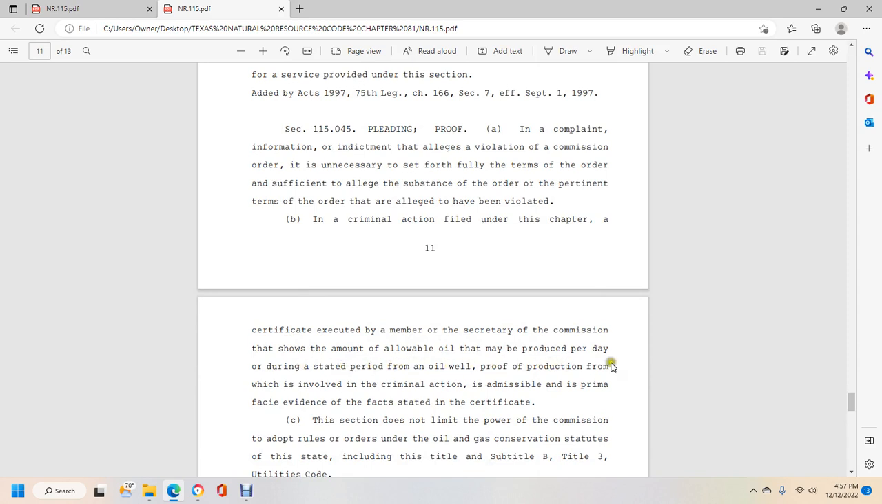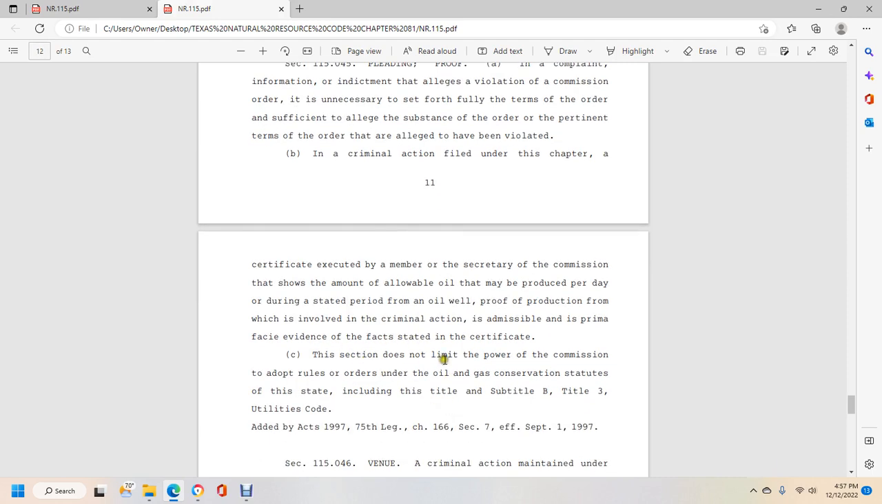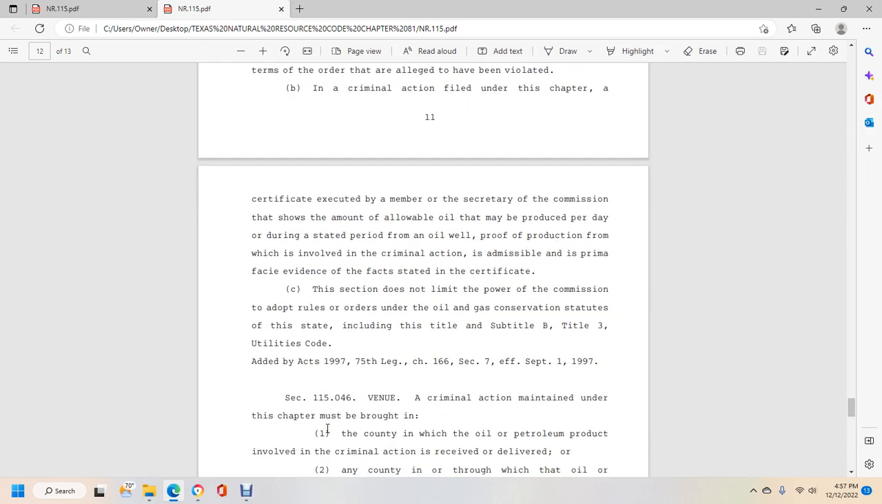for the oil well, as proof of the production involved in the criminal action, is admissible as prima facie evidence of the facts stated in the certificate. This section does not limit the power of the commission to adopt rules or to act under the oil and gas conservation statutes of the state, including this title and Subtitle B, Title 3, Utilities Code. Enacted in Acts 1997.